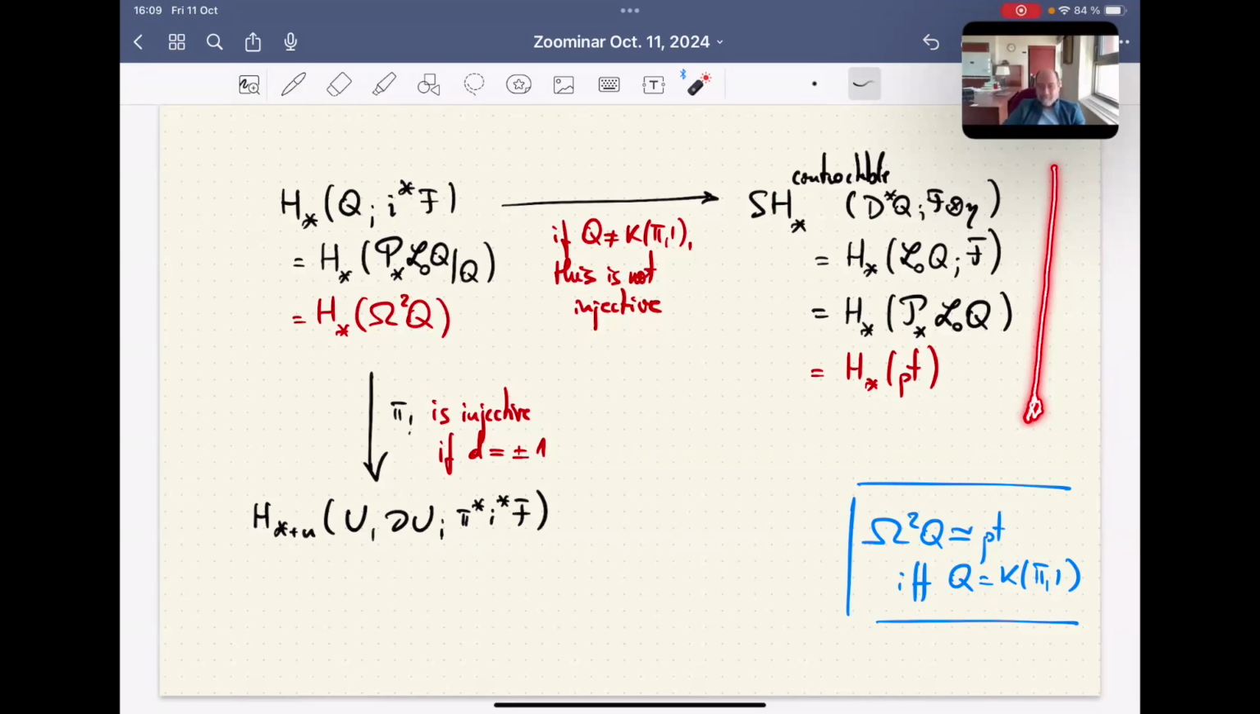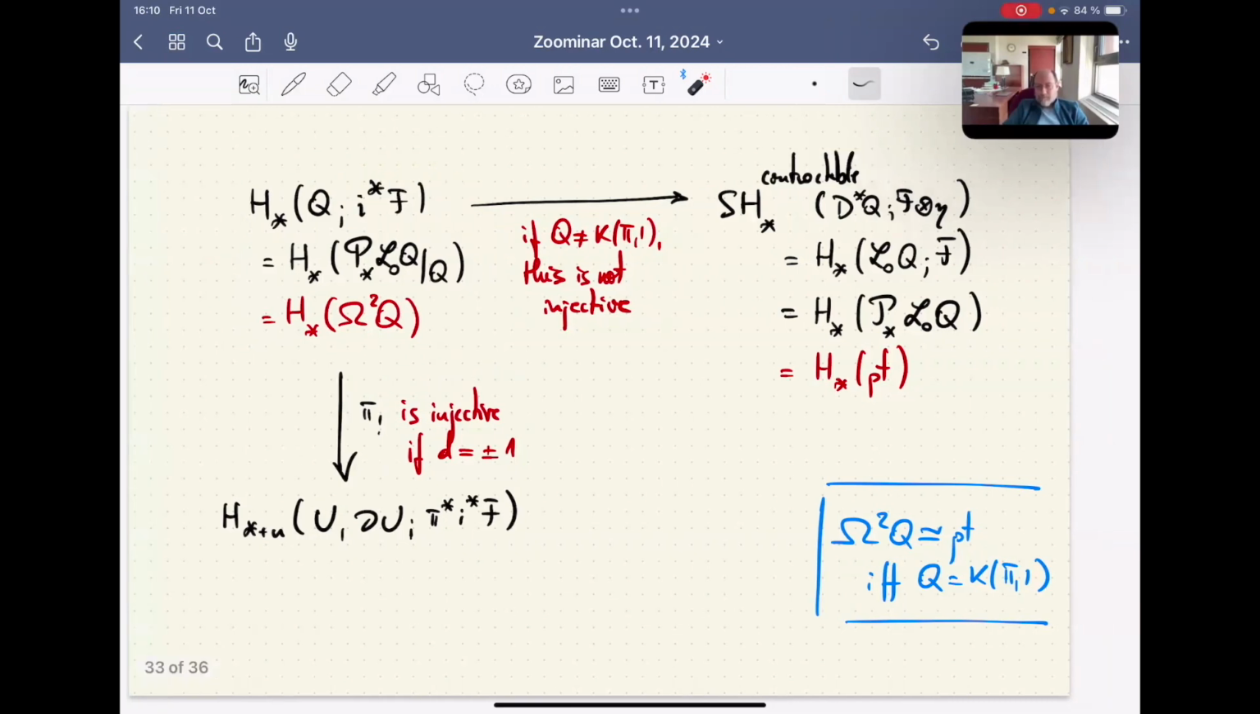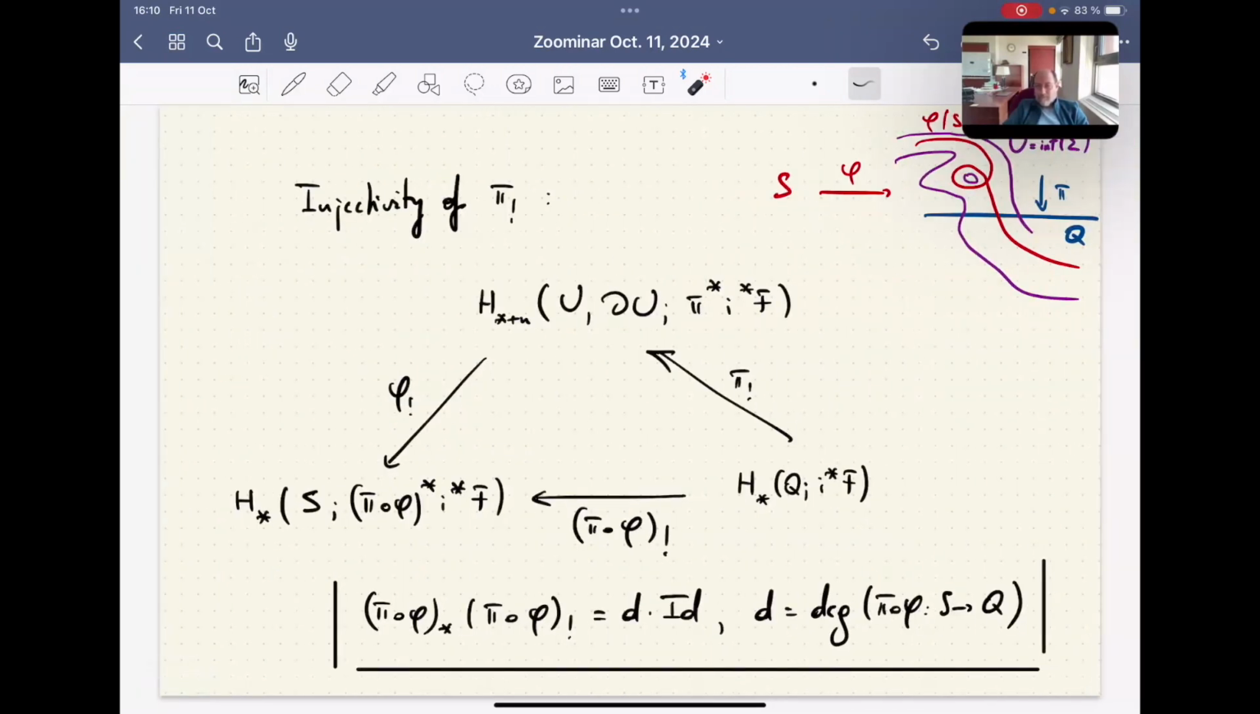And on the other hand, if Q is not a K(pi,1), the term on the upper left corner has homology richer than that of the point. In fact, we have an equivalence between having the homology of a point and being a K(pi,1). So that's where our assumption comes from. So under our assumption, this map is not injective. And on the other hand, this other map, the vertical one, is always injective because of our assumption of degree plus or minus 1.